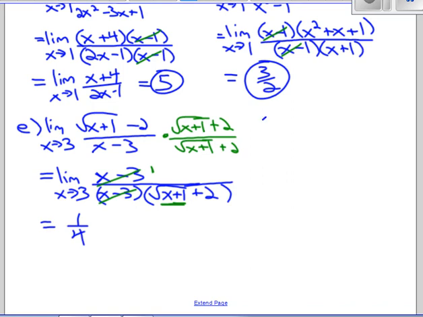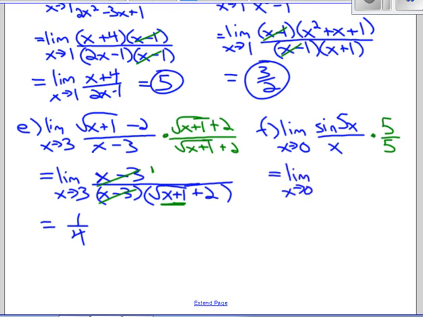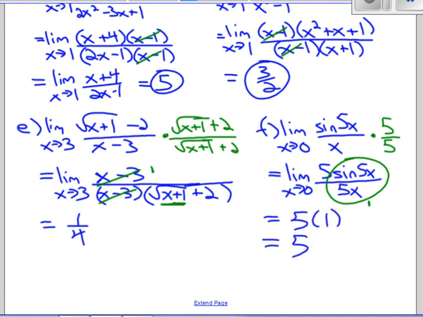Okay. For F, we've got the limit as x goes to 0 of sine 5x over x. This would be a whole lot better if we had a 5x on the bottom. So we can't divide out those x's. All we can do is build a 5x on the bottom. And if we multiply the bottom by 5, we need to multiply the top as well. Gives us the limit as x goes to 0 of 5 sine 5x over 5x. And this expression here, as x goes to 0, that's the number 1. So we're going to have 5 times 1, or 5.